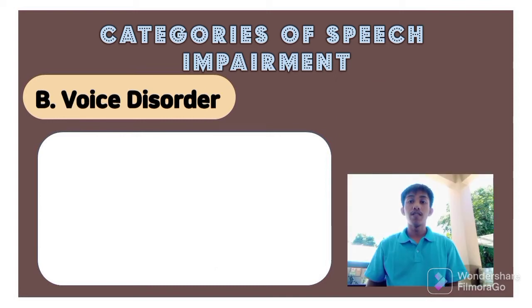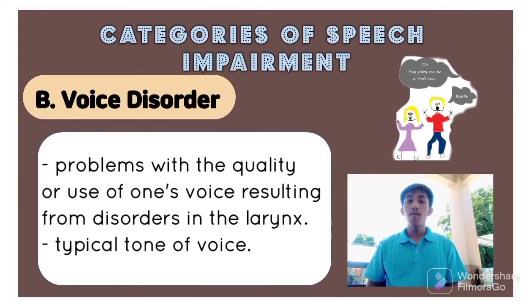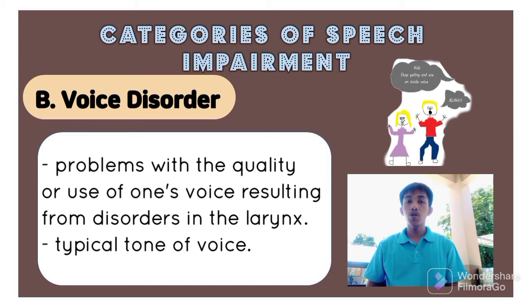Number 2 is voice disorders. These are problems with the quality or use of one's voice resulting from a disorder of the larynx. It means you have an atypical tone of voice. It could be unusual pitch, quality, resonance, or volume. There are a lot of situations that can cause a voice disorder, including surgery, respiratory illness, or allergies.